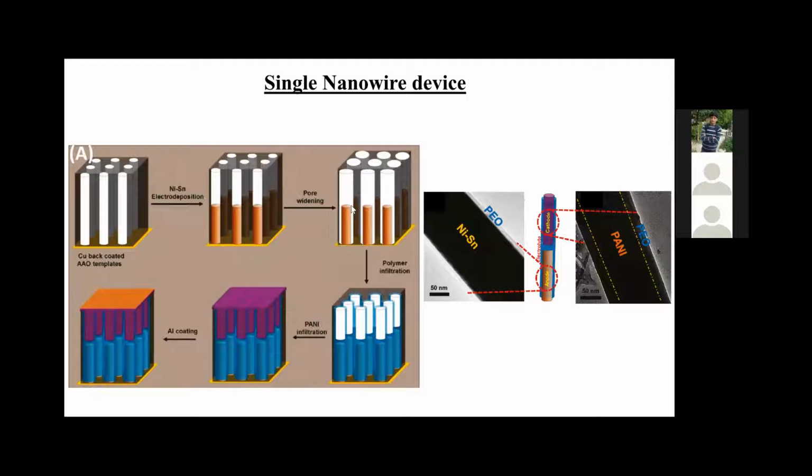After that, what can we do next? If we want to make a flexible or a single nanowire device, we can deposit other materials onto the half of the nanowire. Here we can use a polymer. Finally, we can make a good device, which is the structural single nanowire, and we can also apply it in supercapacitor devices or any other devices.